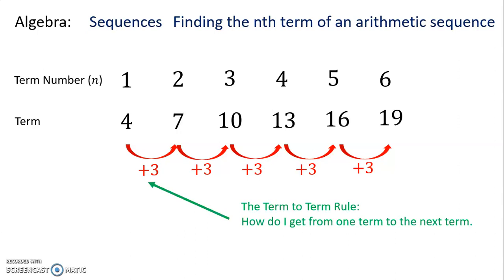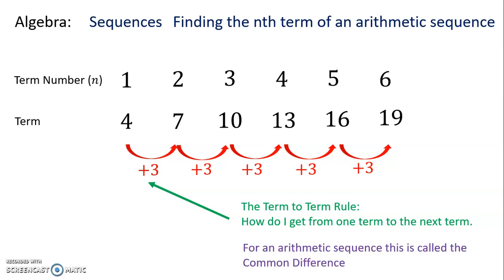That's how I get from one term to the next term. And that will apply to all sorts of sequences. We'll refer to the term-to-term rule. But in the case of an arithmetic sequence, we're always going to be adding or possibly subtracting. And that is called the common difference. So the common difference for this sequence is add 3.